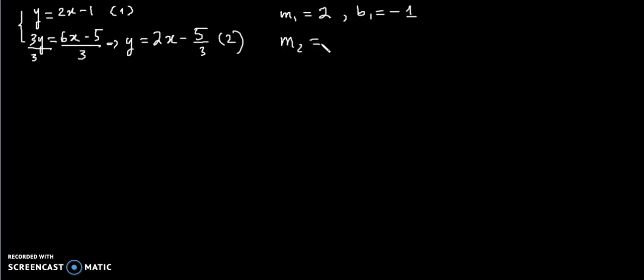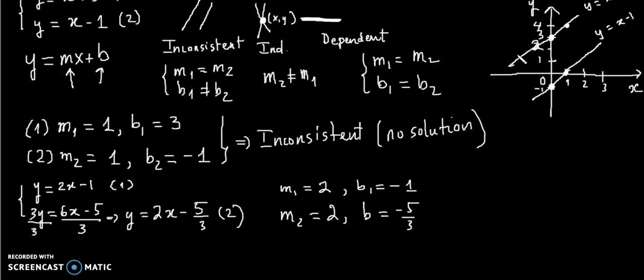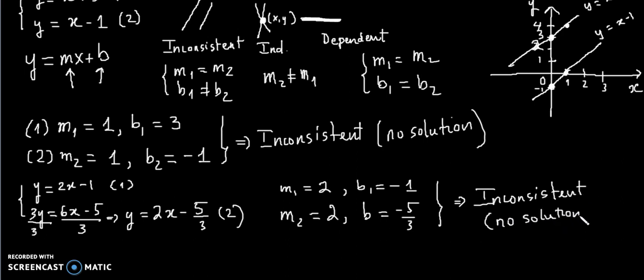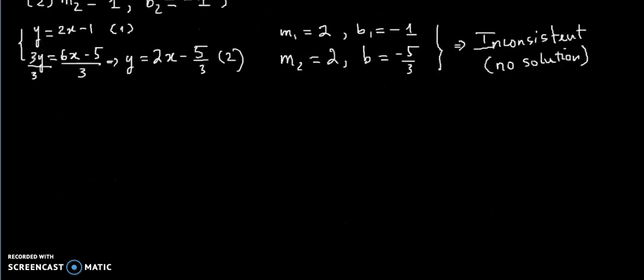The same thing with the slope for the second equation. We have 2 and b equal to -5 over 3. Again, we have the same slope and different y-intercept here. So same slope, different y-intercept. Conclude that the system is inconsistent. Inconsistent. Again, this means it has no solution.